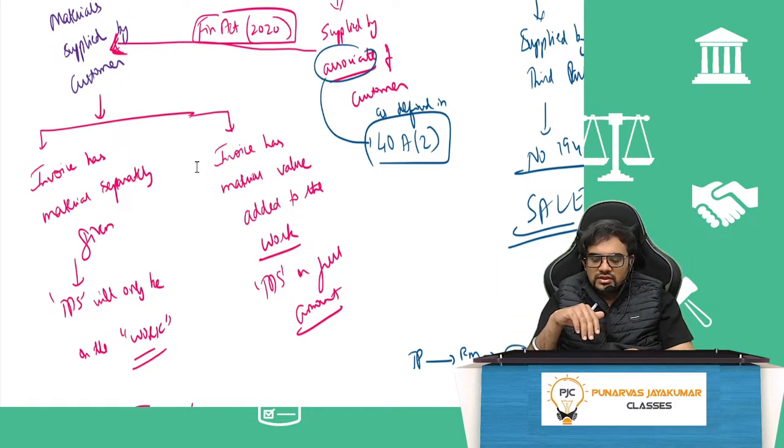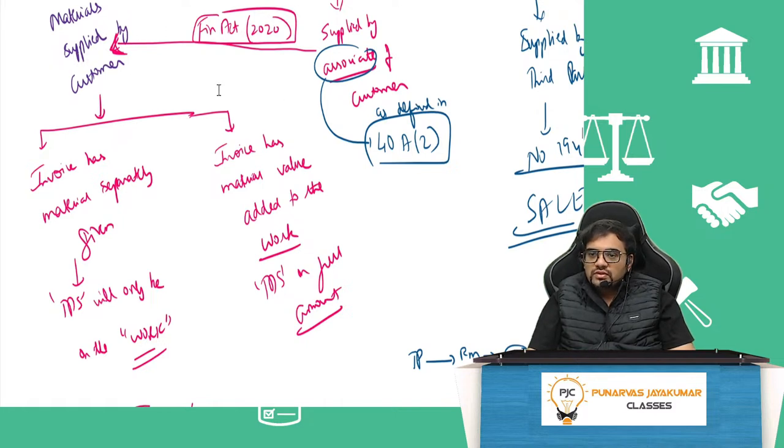That's why the government told them kindly separate. Material cost separate, work cost separate. If you separate like that and give, you will only be charging TDS on the work portion. In my example, 5 lakhs. To avoid this, this is materials supplied by customer.